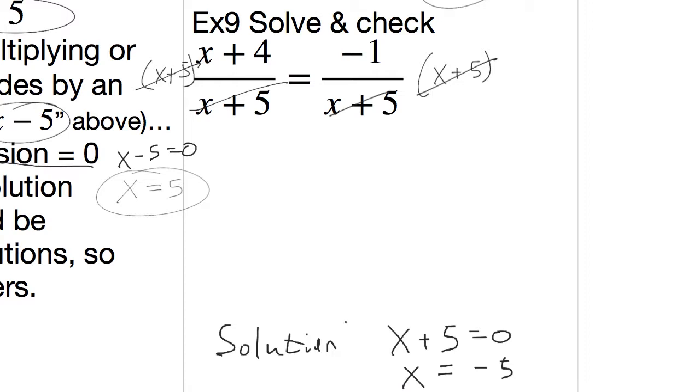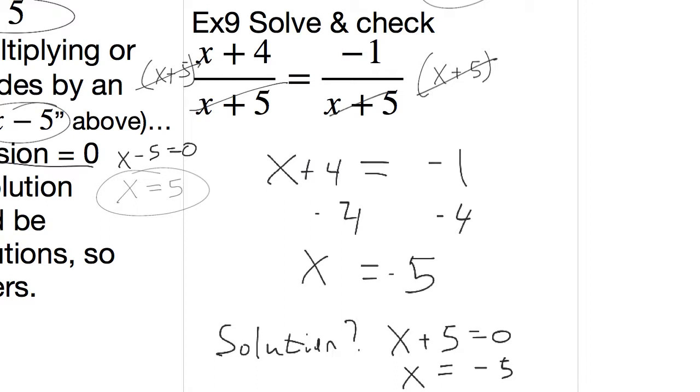So one of the things we're going to have to check is maybe x could equal negative 5 in the original expression. Maybe that could be one of the answers. So we get x plus 4. When we cancel, we're left with x plus 4 is equal to negative 1. Subtracting 4 from both sides, we also get negative 5. We get negative 5 as a solution two ways, so we better make sure we check it in the original.